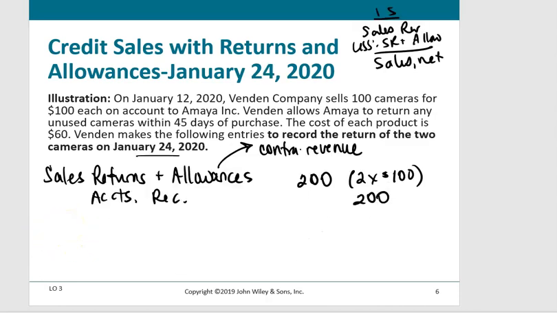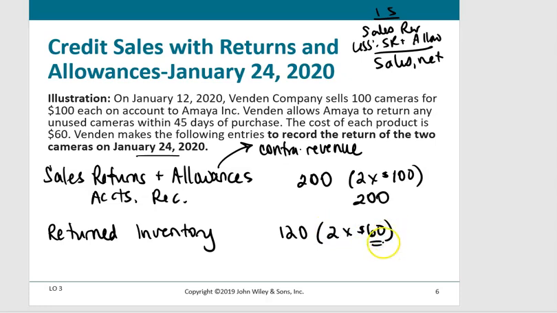So let's book that portion of the entry. The debit to increase the asset returned inventory for 120. This is the cost of the inventory. The 2 cameras were returned and the cost of the inventory.